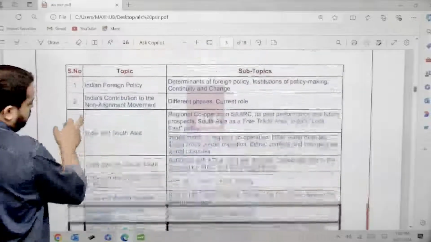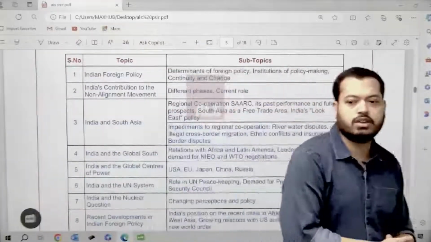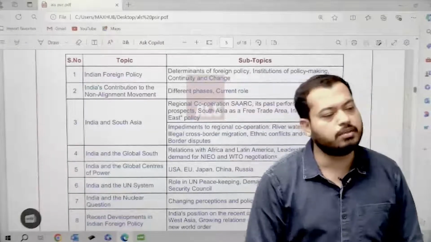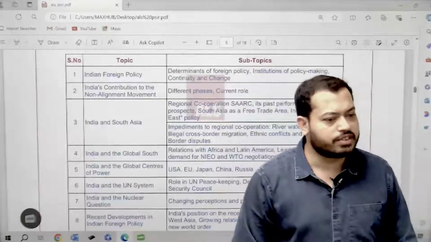Now in paper 2 section B, again the very basic idea is that there are some fundamental ideas of Indian foreign policy. What are the basic ideas we will be discussing here? Look, India is a very interesting country in this sense.